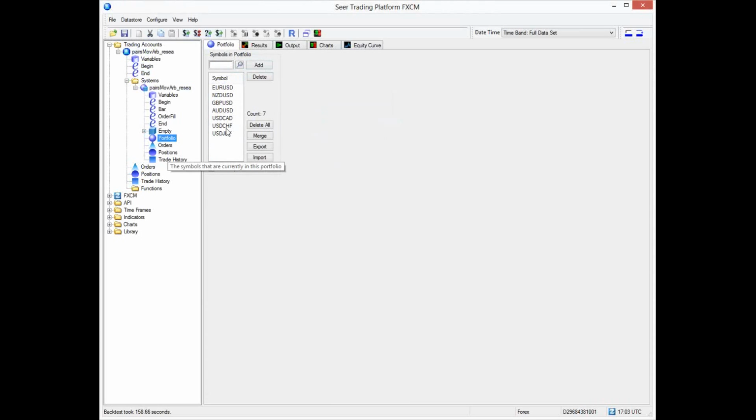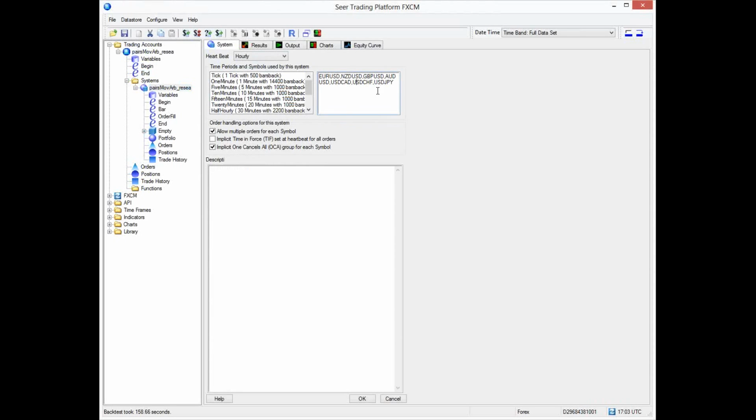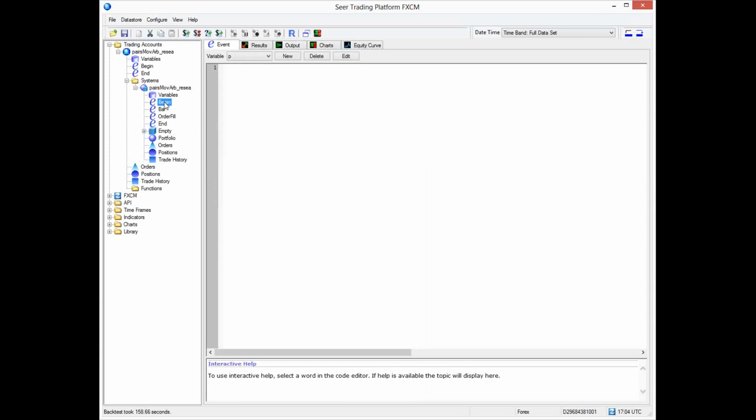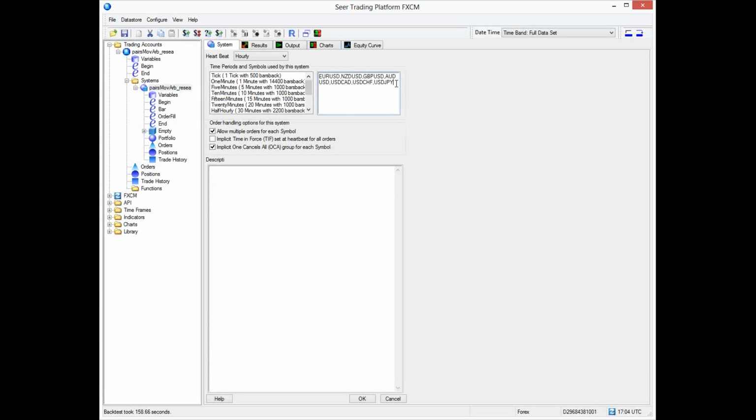I've added 7 major currency pairs: Euro, New Zealand, Cable, Australian, Canadian, Swissy, and Japanese yen, all against the US dollar. I've added them to my portfolio, and those are the ones I'm going to be trading. I want to highlight that for pairs trading, it's very important to add the list of instruments you want exposed during your system, because by default Seer just exposes the current instrument you're on. So if you program stuff into the begin event, it would just have access to the current symbol. But if you define your instruments in this block over here, it exposes all the other instruments as well.